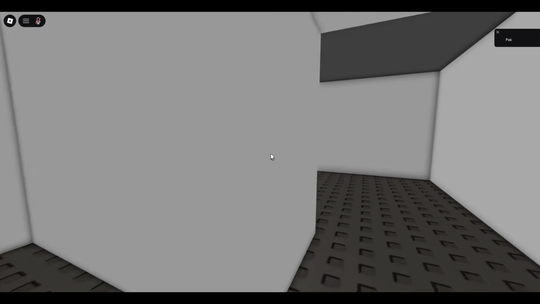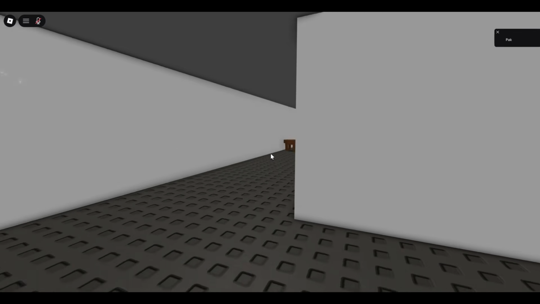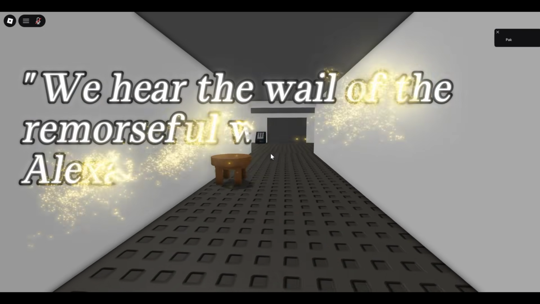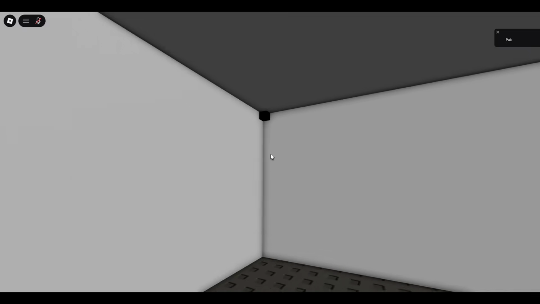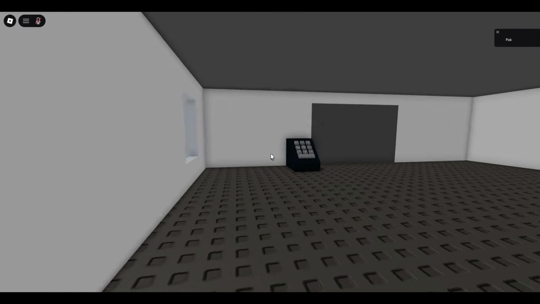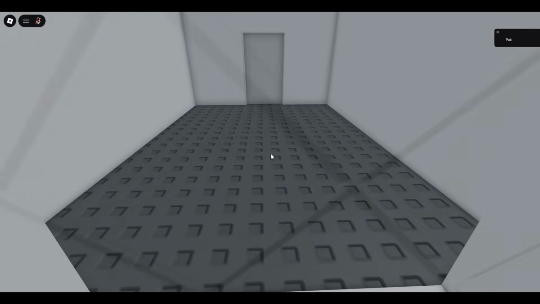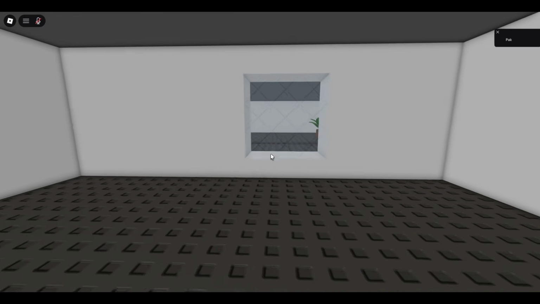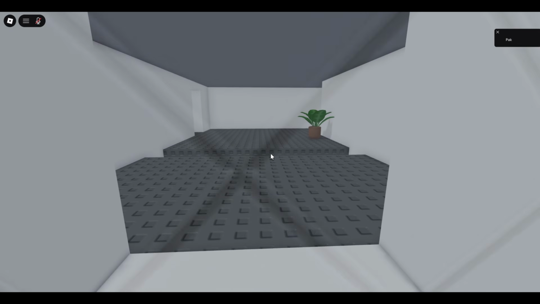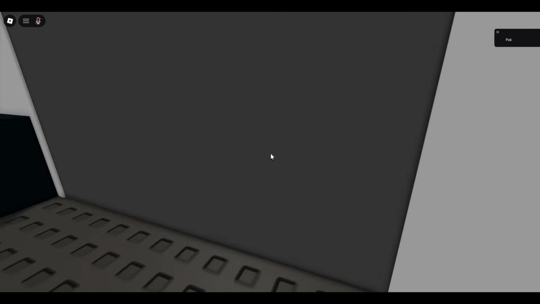My personal theory is that this area is based off the famous quote, "We hear the wail of the remorseful wind" by Alexander Smith. This quote is essentially talking about guilt, and you carrying the guilt. Like wind carries leaves, you carry your guilt. Now, you may call my theory here a stretch, but there's actually a line very late in the game that almost completely proves my theory.